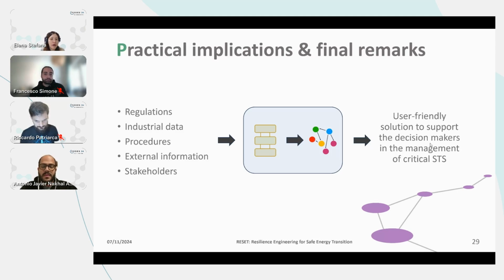So our project wants to highlight that we could perform an analysis that, starting from different kinds of data, for instance regulations, industrial data, procedures, information, but also the information provided by different experts, we could merge them in a manner that, passing through the STAMP model, employing the STAMP principles, and converting it into a knowledge graph, we could obtain a tool, a user-friendly solution to support the decision makers in the management of critical socio-technical systems, but mainly for the safety management of industrial plants.